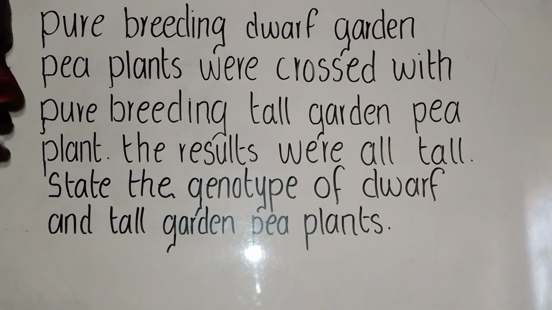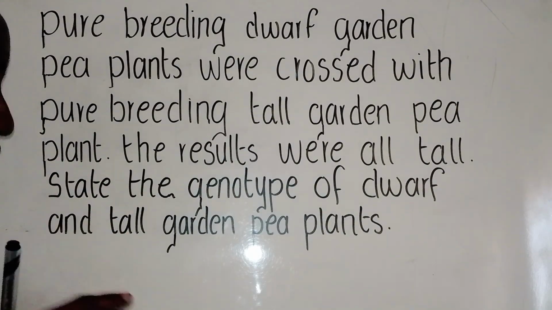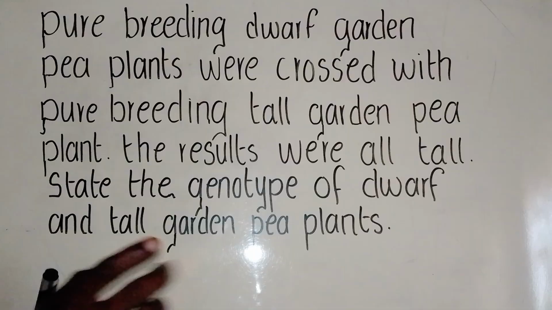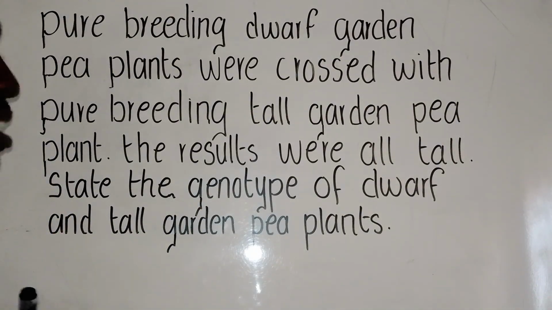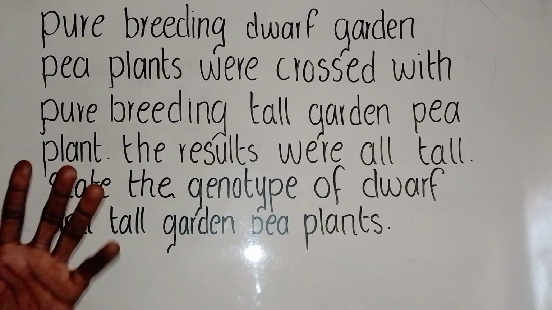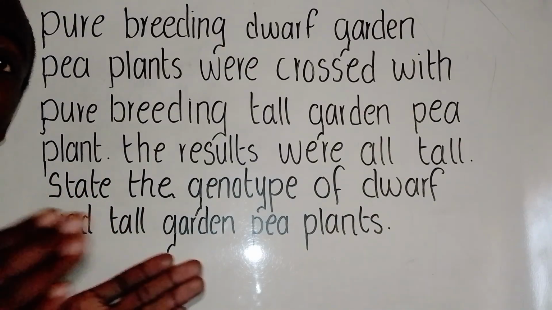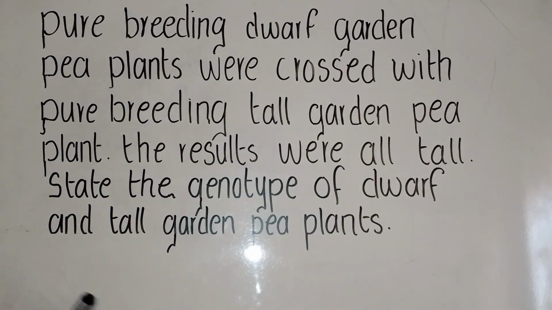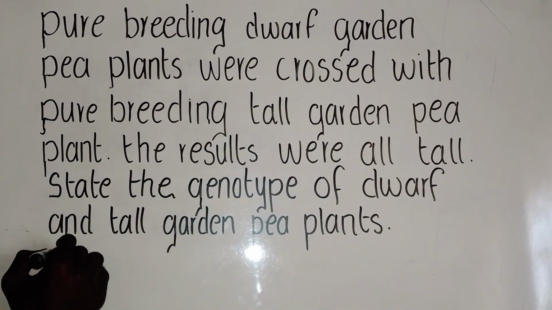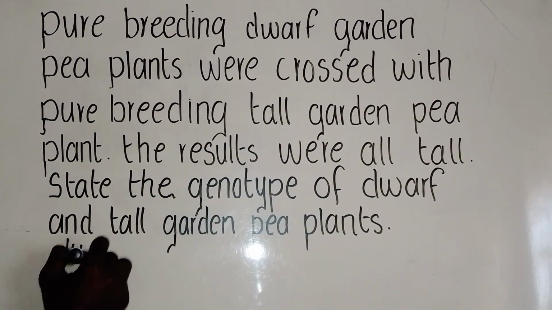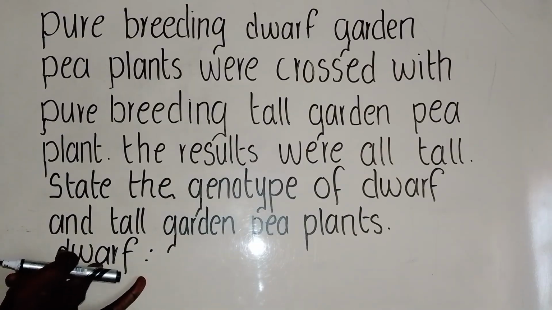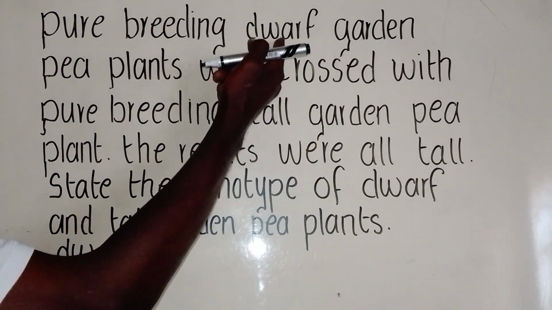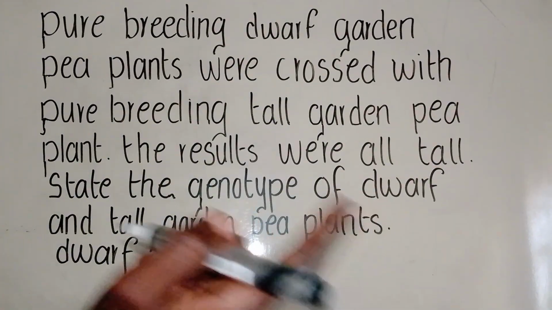So what you do here is this. The question is saying state the genotype. A genotype is just a pair of alleles. Now, since I've used the word pure, and pure simply means they are either dominant or recessive, let me start with the one for dwarf. So what will be the genotype? If we come back to dwarf here, they have said dwarf simply means short or recessive.